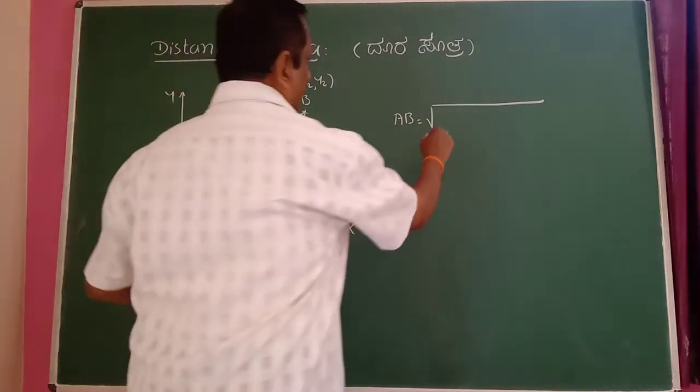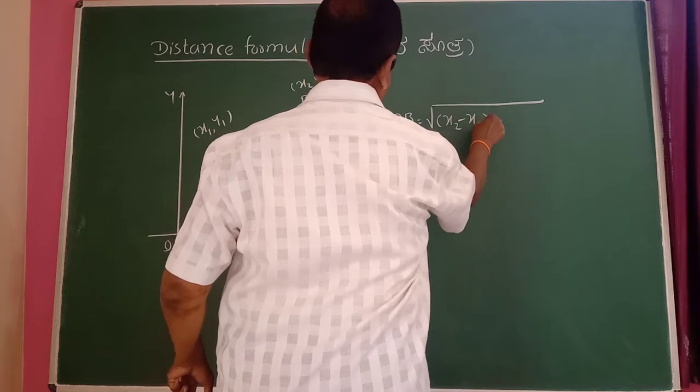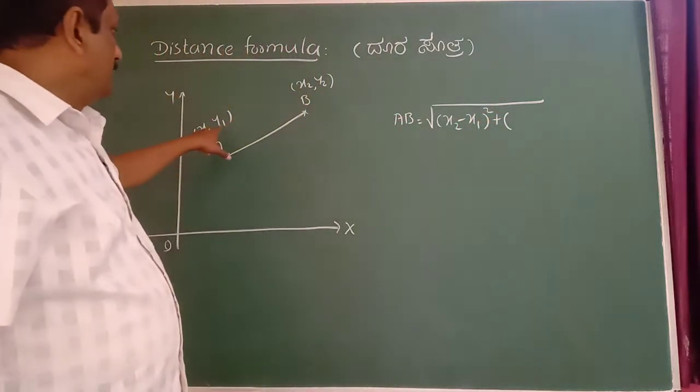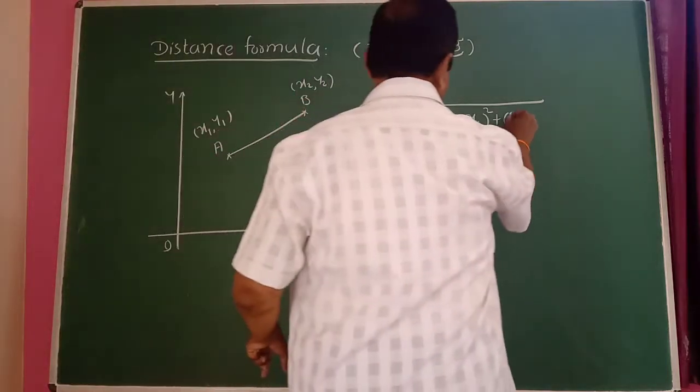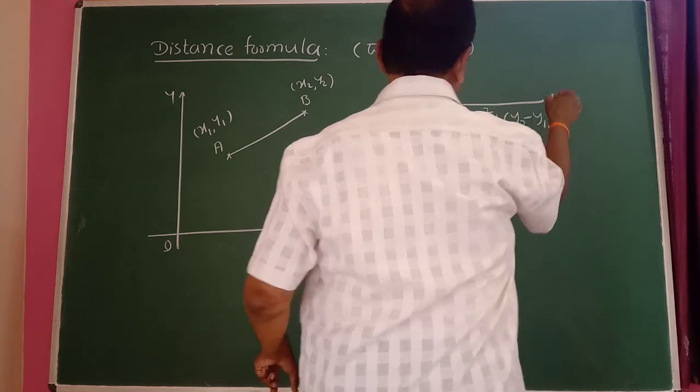Root of x2 minus x1 whole square plus y2 minus y1 whole square.